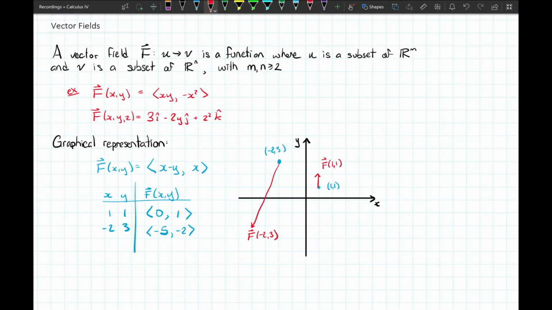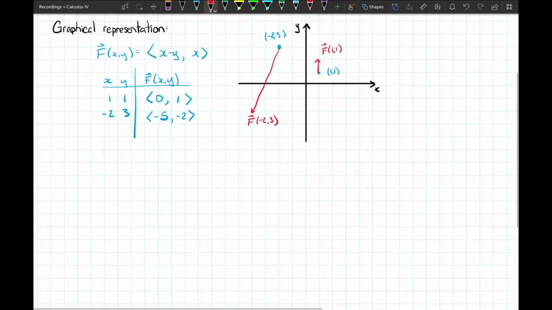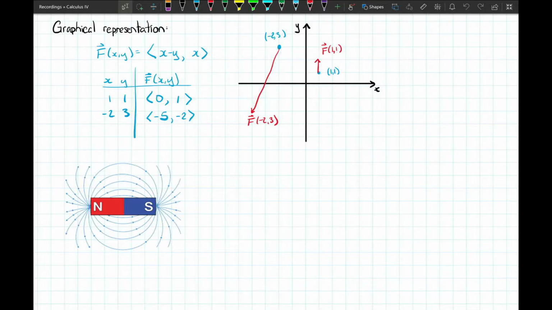Okay, well, you might be trying to think of some practical applications of vector fields. And really, any kind of application where you want to associate a direction and strength or magnitude to any point in space. One example would be a magnetic field. Every point in three-dimensional space around this magnet here would have a magnetic field with a given strength and direction.